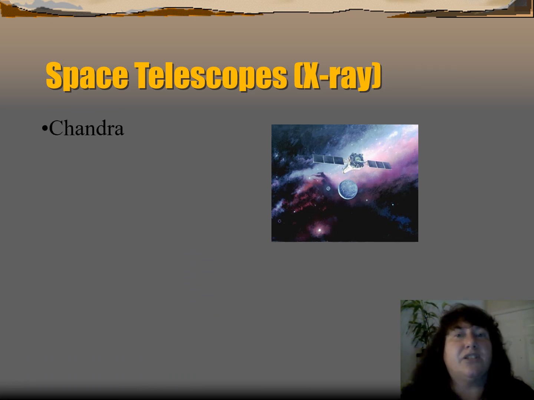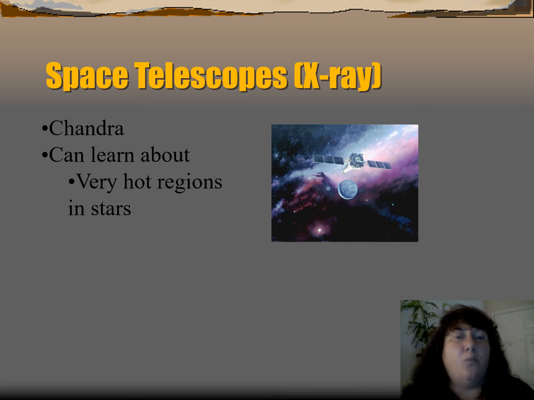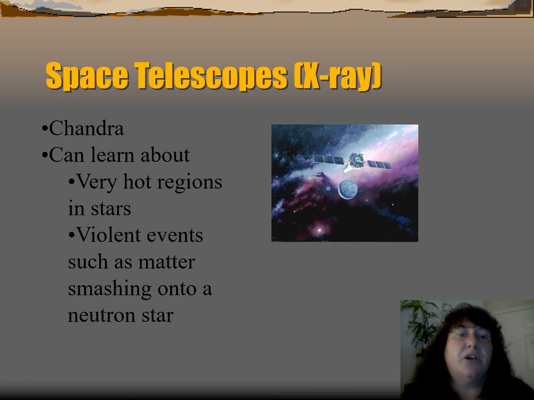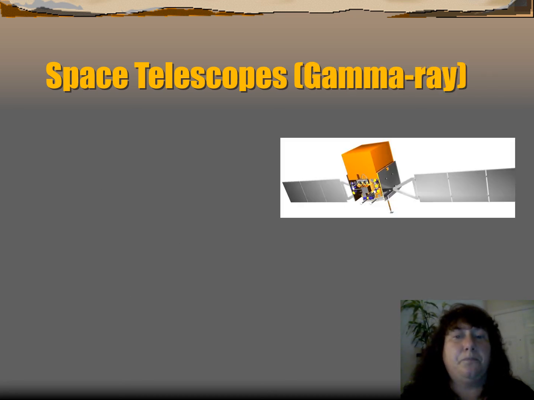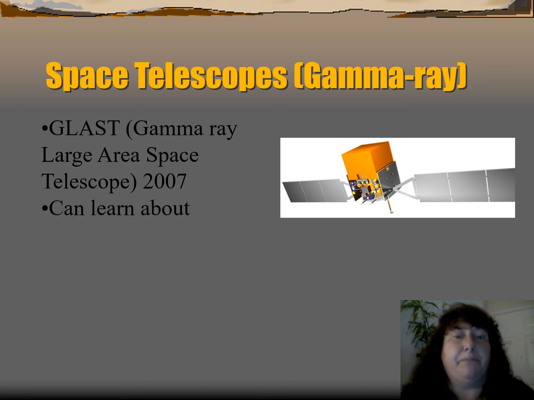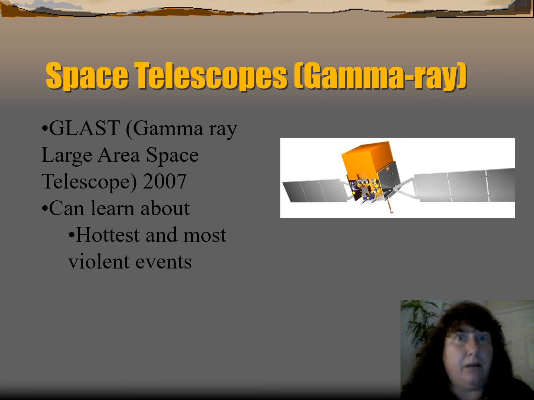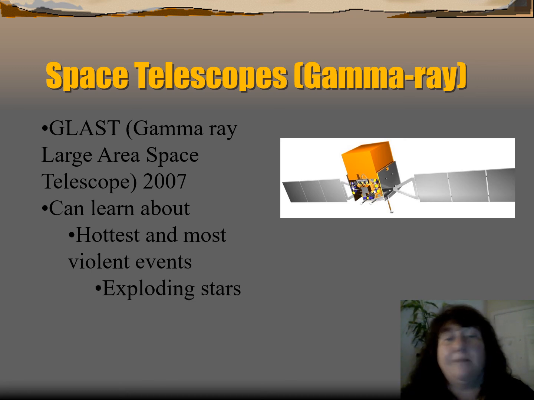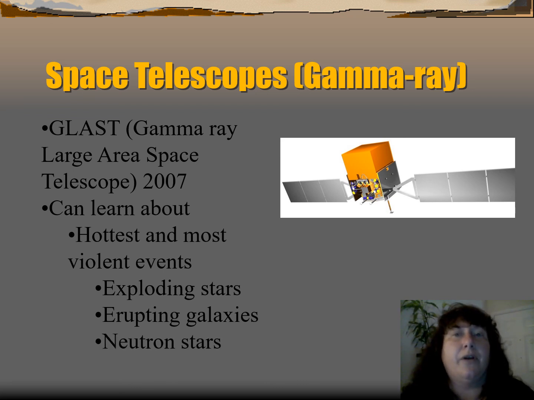Okay, here we have an X-ray telescope, which was Chandra. And with Chandra, we learn about very hot regions in stars. We also learn about violent events such as supernovae, and also the formation of neutron stars and black holes. For gamma rays, this is kind of a difficult range to actually collect data on. We have the GLAST, which is the Gamma Ray Large Area Telescope, which was in 2007. This telescope could tell us about black holes and neutron star formation. Again, exploding stars, erupting galaxies, galaxies that are colliding with one another, and again, neutron stars and their formation.